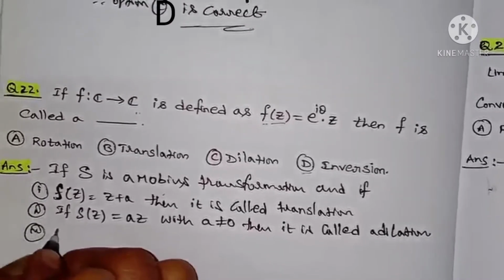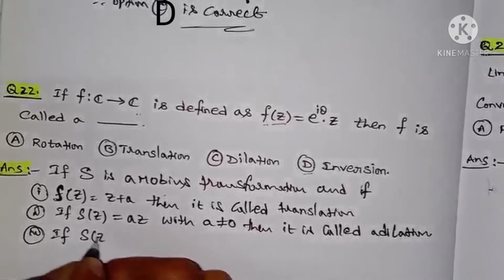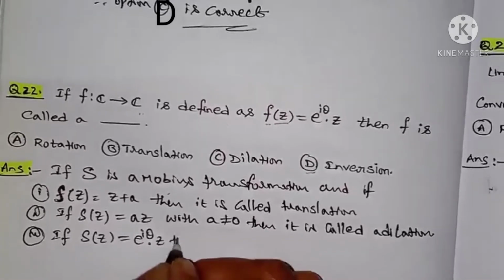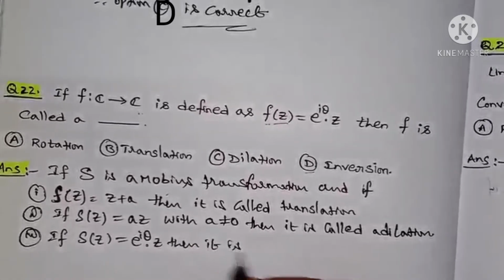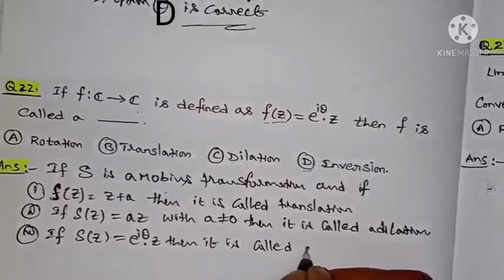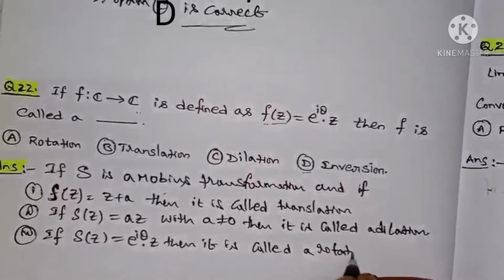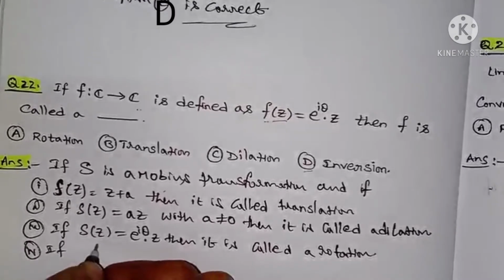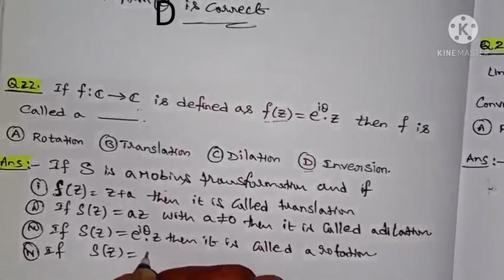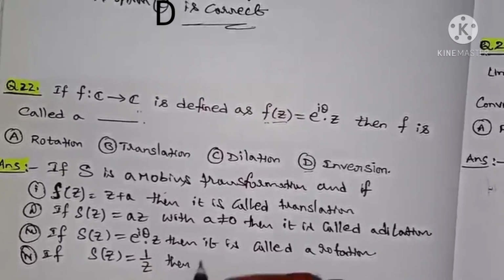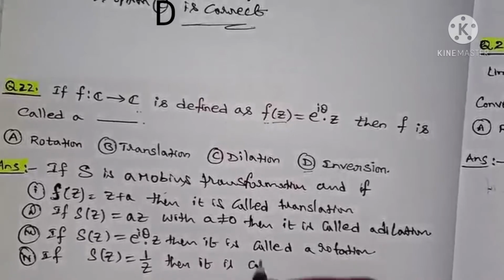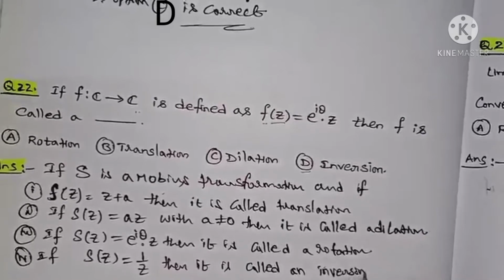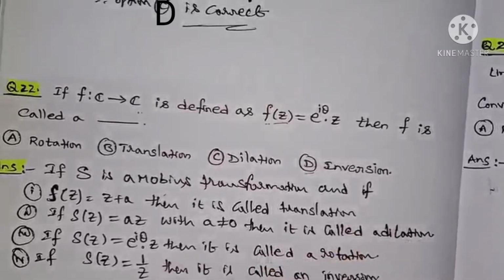Third, if S of z is equal to e power i theta into z, then it is called a rotation. And another one: if S of z is defined to be 1 by z, then it is called an inversion. So these are some definitions in Mobius transformation.